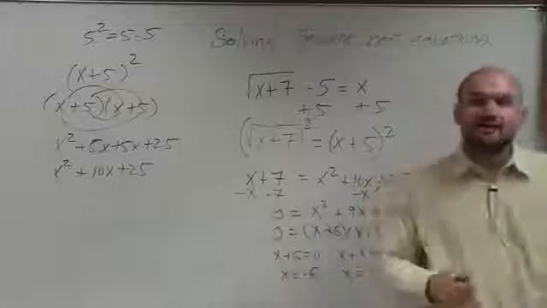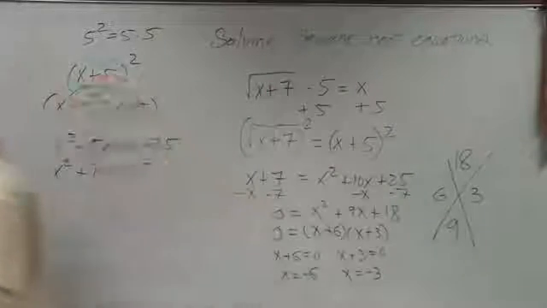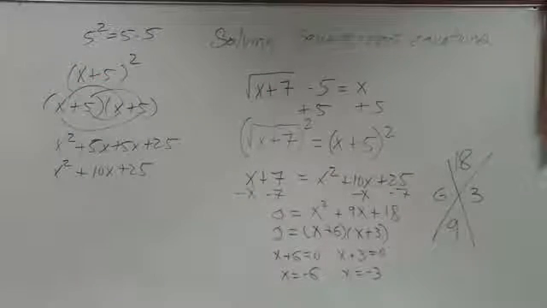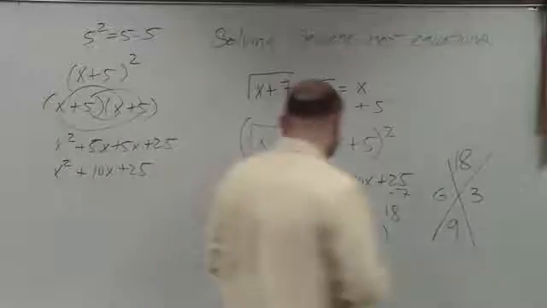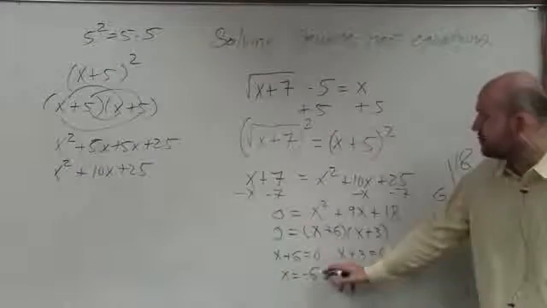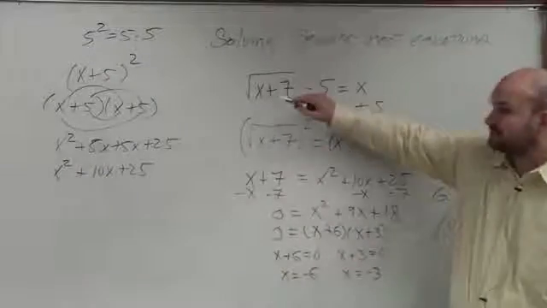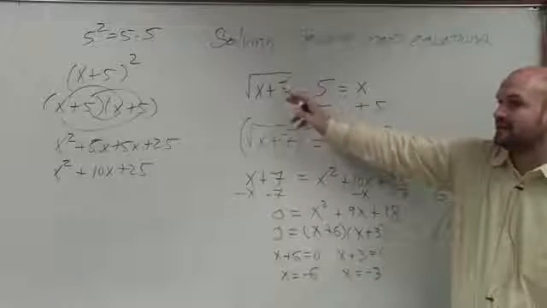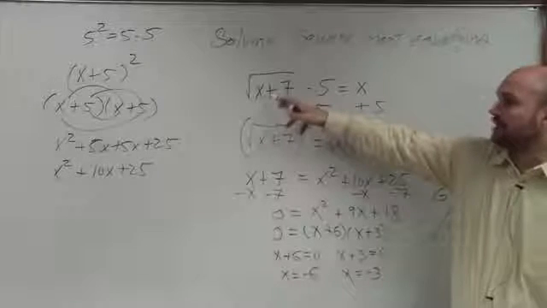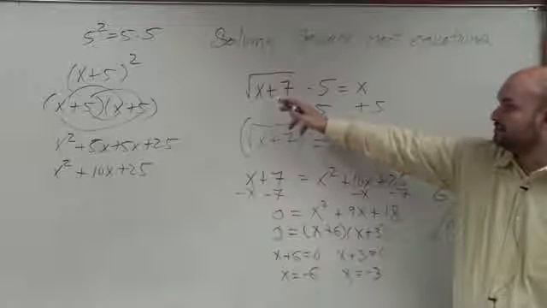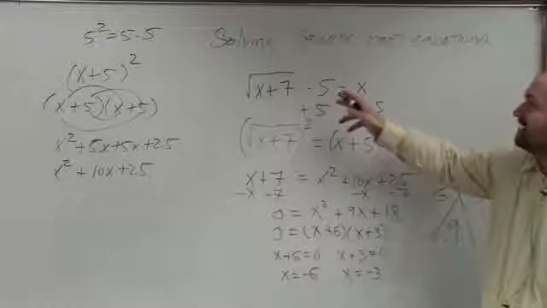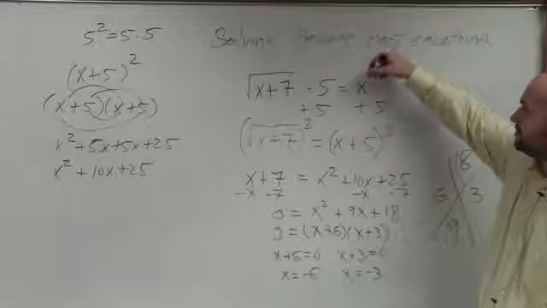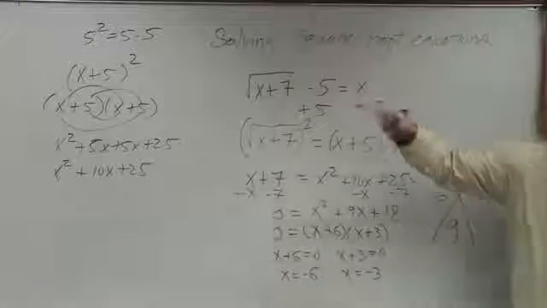OK? So now we have our two solutions. But as I mentioned to you guys, the main important thing is we have to make sure we go back and check our answers. So if we go back and plug our answers back into our equation, let's plug in negative 6. Negative 6 plus 7 is 1. The square root of 1 is 1, right? 1 minus 5 is going to be negative 4. And if I plug in a negative 6 for here, that's not going to work.